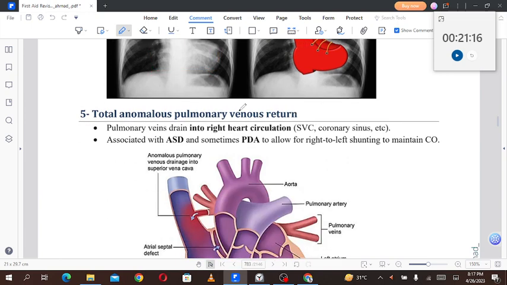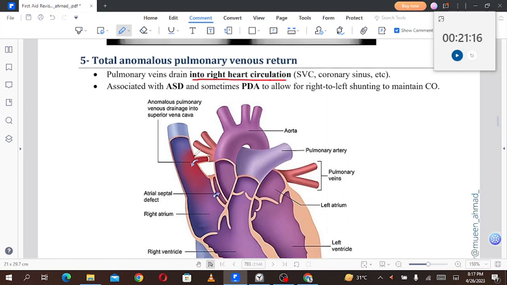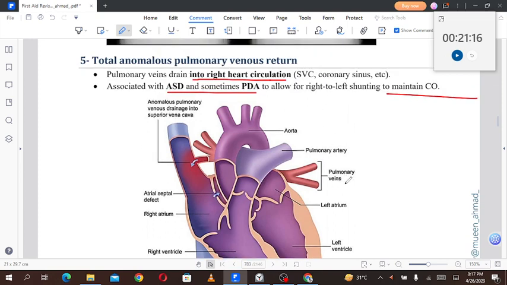Then total anomalous pulmonary venous return. So in this condition, pulmonary veins drain into the right heart circulation. They are draining directly into the right heart, superior vena cava, coronary sinus, etc., associated with the ASD and sometimes a patent ductus arteriosus, to allow the right to left shunting to maintain the cardiac output. So in the total anomalous pulmonary venous return, here the pulmonary veins, instead of entering the left atrium, they are going into the superior vena cava or maybe into the right atrium, and from there we require an ASD or PDA to maintain the blood flow, the oxygenated blood, to flow back into the left atrium so that it can get circulated into the systemic circulation.